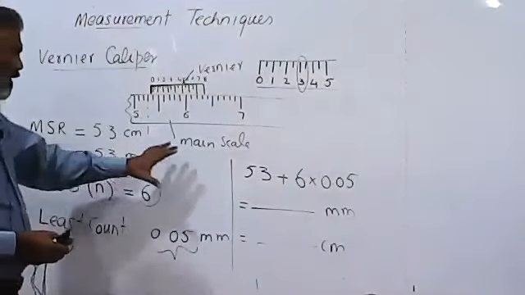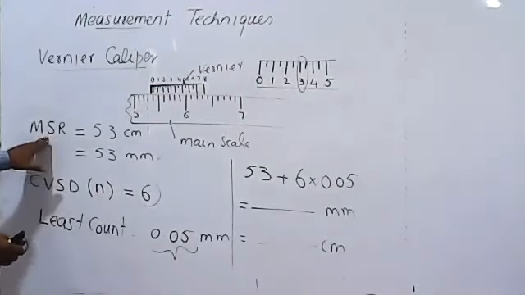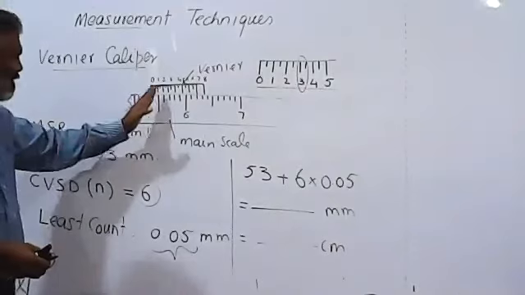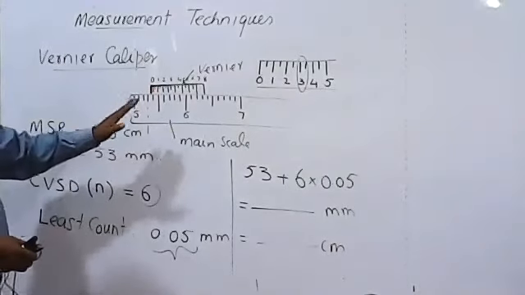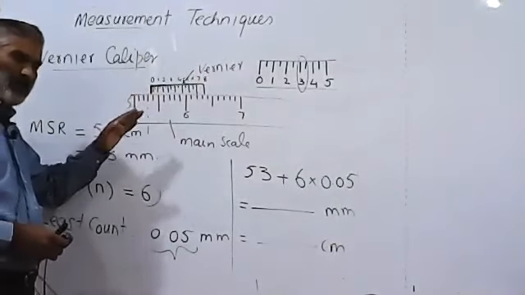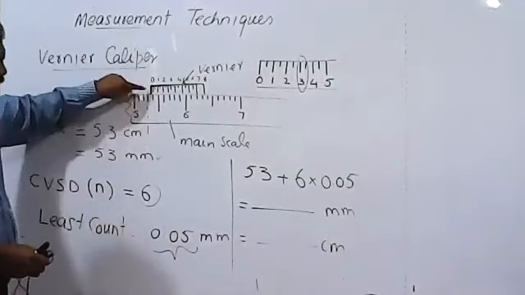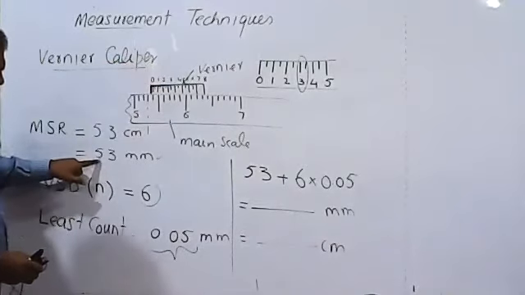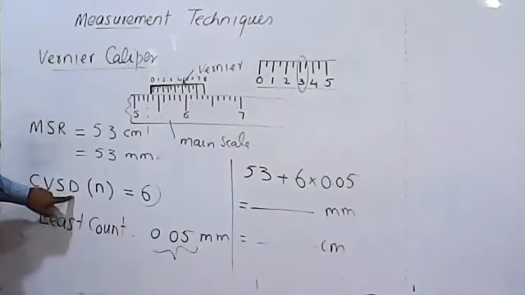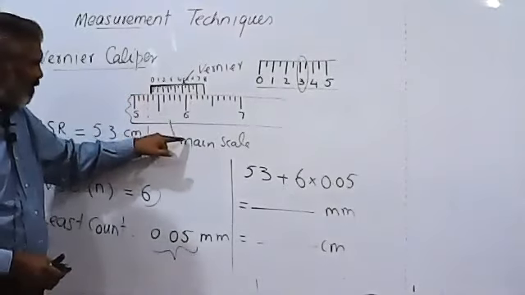I quickly repeat what the procedure is. We first take note of the main scale reading, where the 0 has just passed by. It is the division on the main scale immediately passed by the Vernier scale 0. So where the 0 has just crossed, that is our main scale reading. But then we look for the coinciding Vernier scale division, that division which is exactly coinciding with any one of the divisions on the main scale.